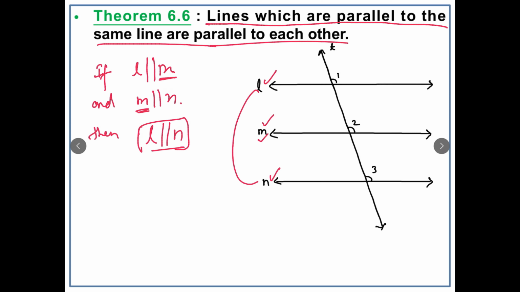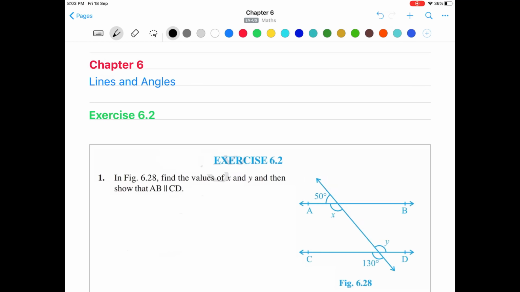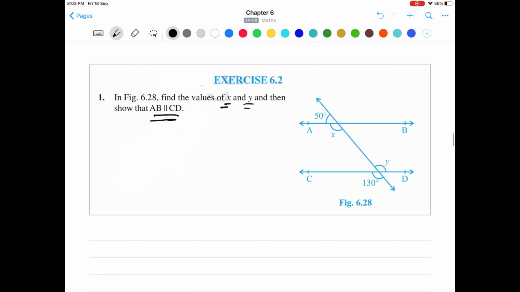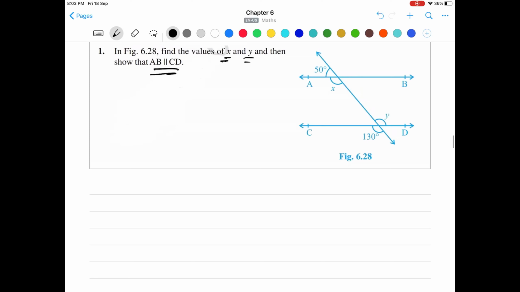Okay, so these are the few theorems. Based on this, we have chapter 6, Lines and Angles, exercise 6.2. The first question here is, in figure 6.28, find the value of angles X and Y, and then show that AB is parallel to CD. So first we have to find the values of X and Y, then we also have to prove that AB is parallel to CD. Let's start writing its answer.